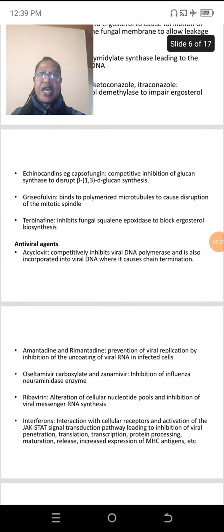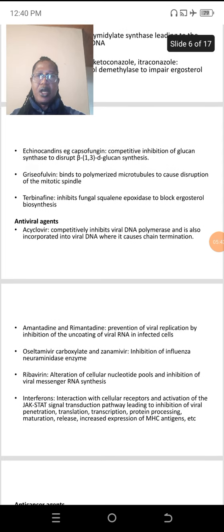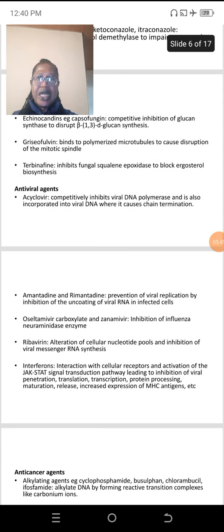For the antiviral agents, acyclovir is a competitive inhibitor of viral DNA polymerase, and it is also incorporated into viral DNA where it causes chain termination. Amantadine and rimantadine act by preventing viral replication through inhibition of the uncoating of viral RNA in infected cells.